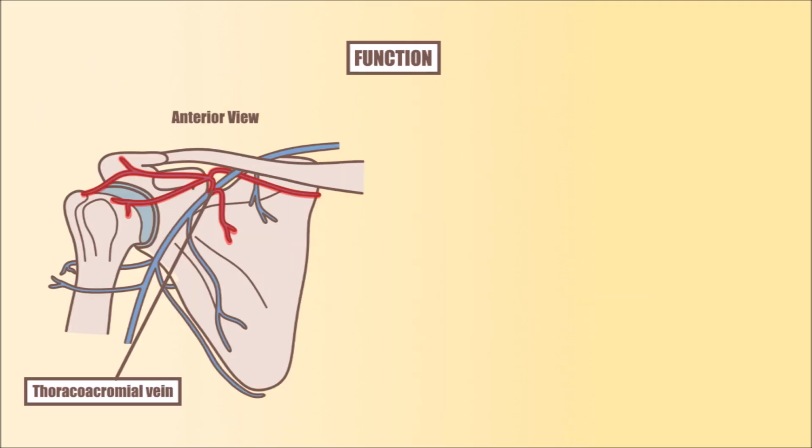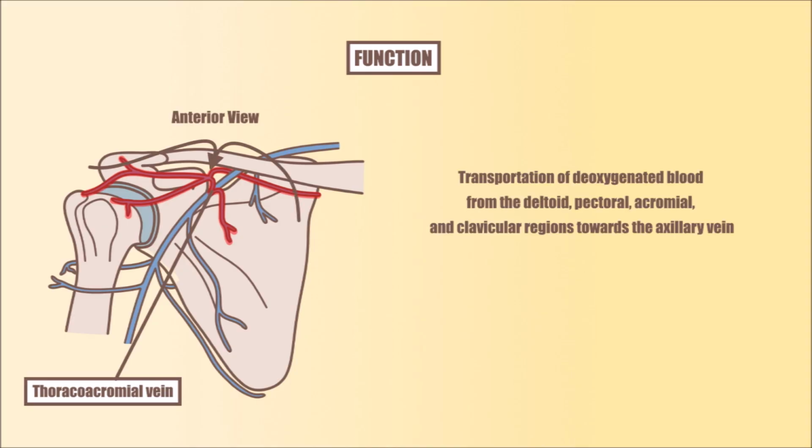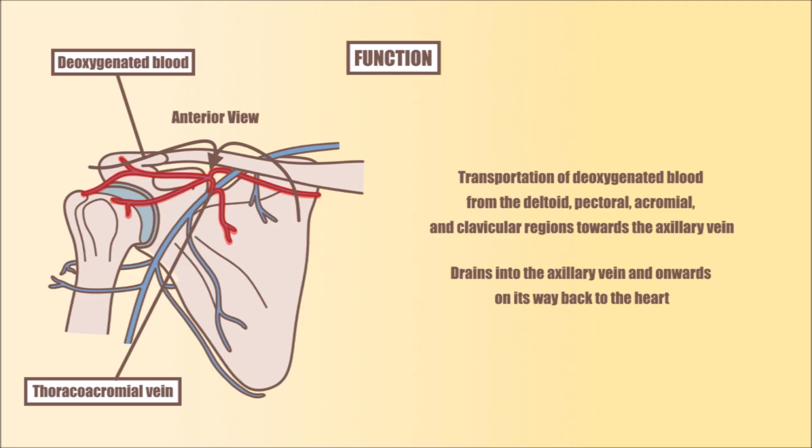What is the function of this vein? This vein primarily functions in the transportation of deoxygenated blood from the deltoid, pectoral, acromial, and clavicular regions towards the axillary vein. From here, the blood drains into the axillary vein and onwards on its way back to the heart.